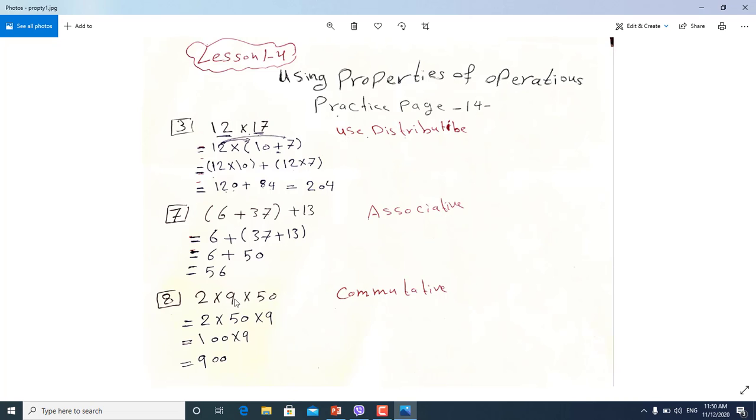We can change the place of 50 with 9. So 2 times 50 is 100, and times 9 is 900. It's so easy to solve. We just change the places: we replace 9 with 50 and 50 with 9. So we say 2 times 50 is 100, and we have times 9, we bring down 100 times 9, it is 900. That is the commutative property.